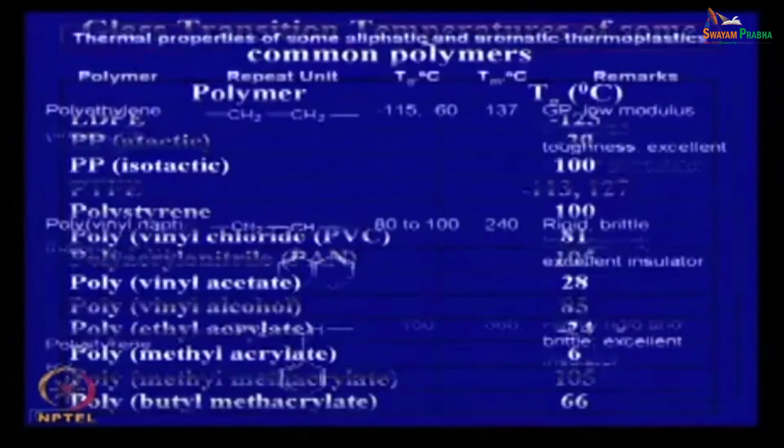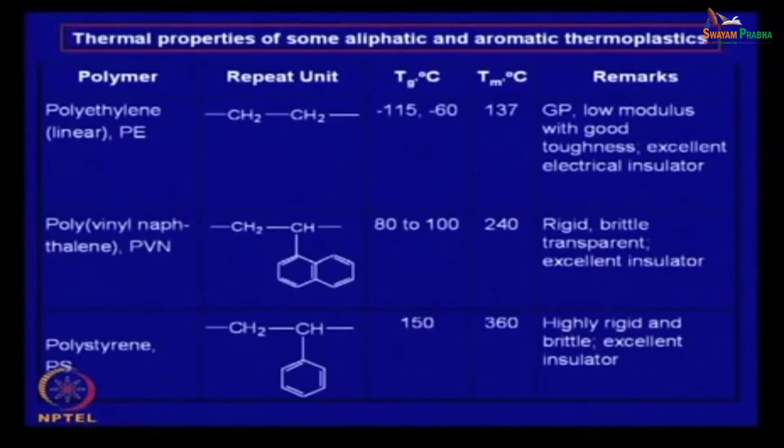Now, this shows further examples of other polymers, the Tg and Tm, the melting transition, both. You go through these, they are available in the book. You look at the structure, try to understand why their Tg values are differing from each other, why their Tm values are differing from each other.